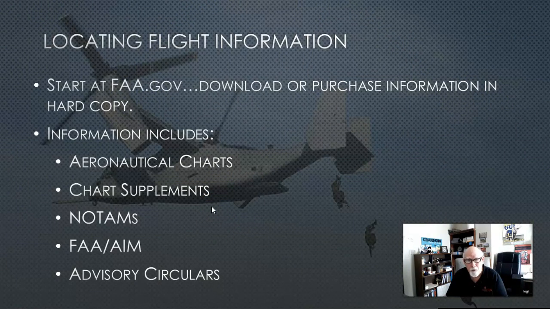Locating that flight information, you can always start at FAA.gov. You can download or purchase information in hard copy as well. All of these documents, the charts, the supplements, the NOTAMs, FAA, AIM, advisory circulars, are all available for download at the FAA.gov site, or you can buy them separately in hard copy.